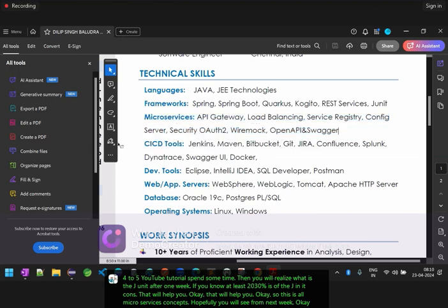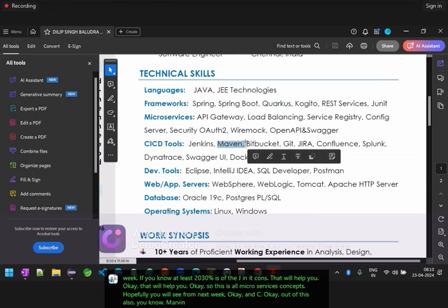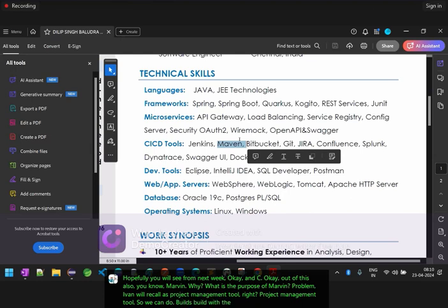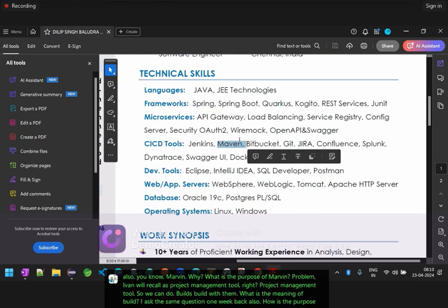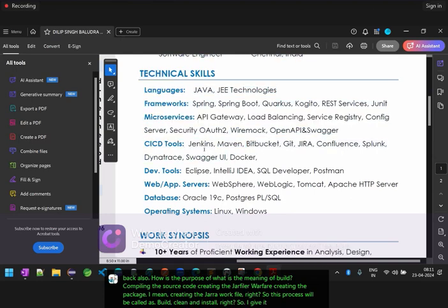And CI/CD tools. Out of this, you know Maven. What is the purpose of Maven? Maven is called a project management tool. We can do a build with Maven. What is the meaning of build? I asked the same question one week back also. Compiling the source code, creating the jar file or war file, creating the package. This process is called build, clean and install. I gave Maven material also, just understand.